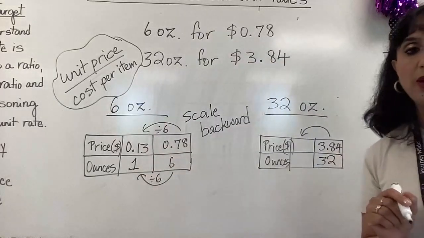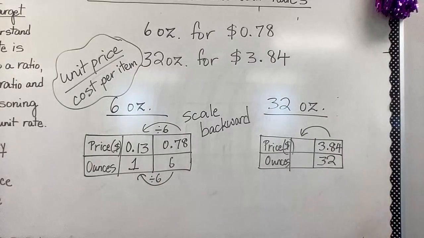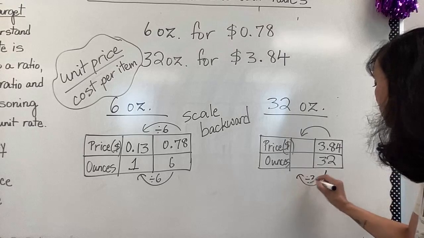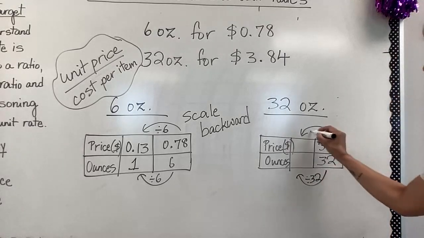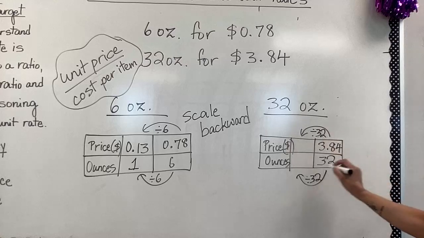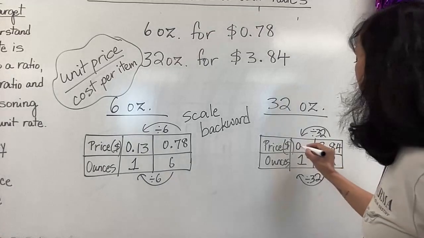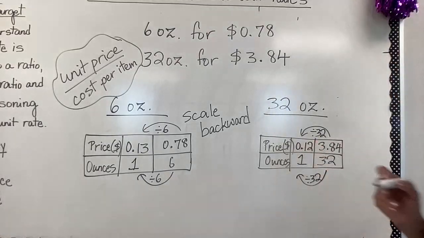And when I divide 78 by 6, I'm going to end up with 13 cents. And then in this case, I am dividing by 32. Whatever I do here, same thing here. And 32 divided by 32, I get 1. And 3.84 divided by 32, I'm going to get 12 cents.